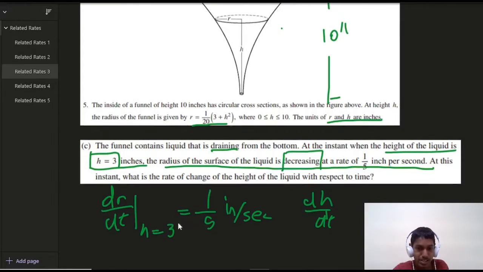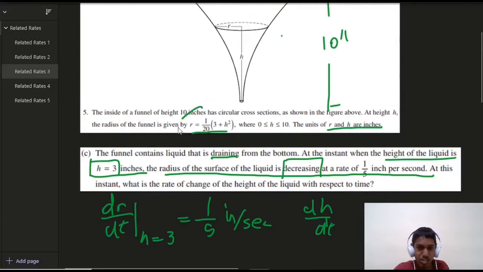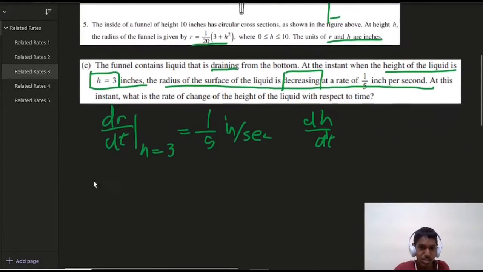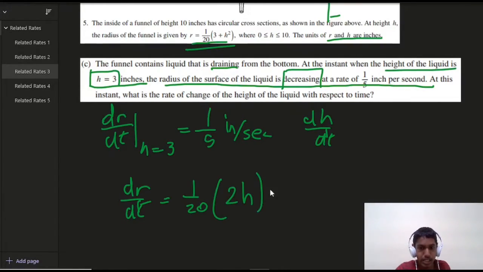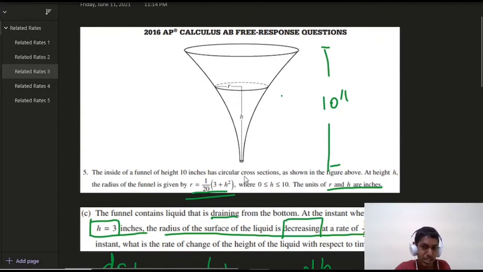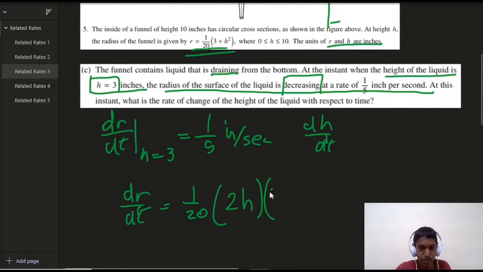Okay, so what equation contains h? That's right, this equation does. So let's differentiate it. I'm just going to differentiate that without writing it down. So dr/dt is going to be 1/20th, and then 2h, and then remember h is a function of t, right? Because height is decreasing with time, it is dependent on time, so we also have to multiply by dh/dt.